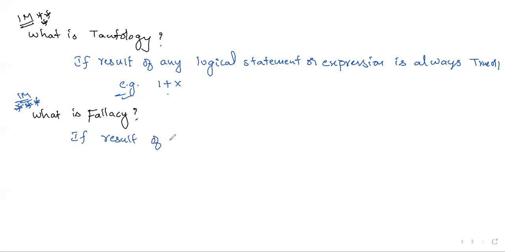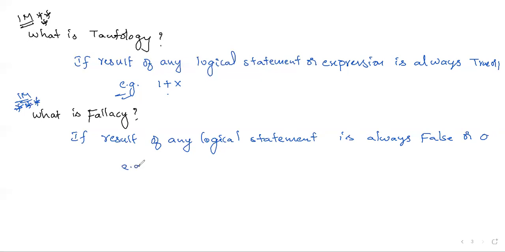The result of any logical statement is always false or zero. For example, we can say 0 and x. We will discuss how this is considered later, because we haven't yet discussed the logical operators and, or, not. These two questions are most important for 1 mark.